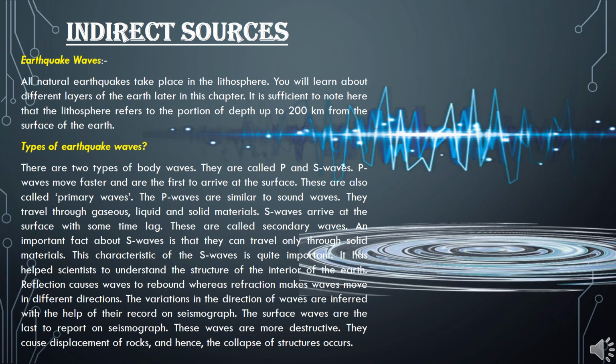Earthquake waves. All natural earthquakes take place in the lithosphere. You will learn about different layers of the Earth later in this chapter. It is sufficient to note here that the lithosphere refers to the portion of depth up to 200 km from the surface of the Earth.